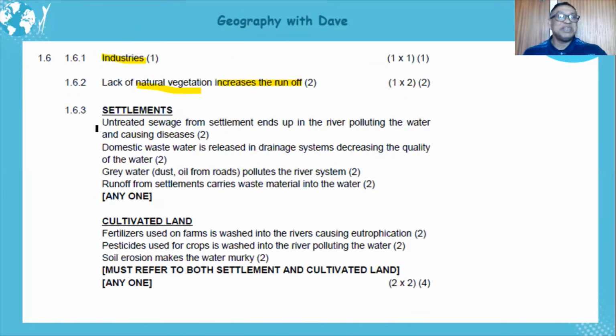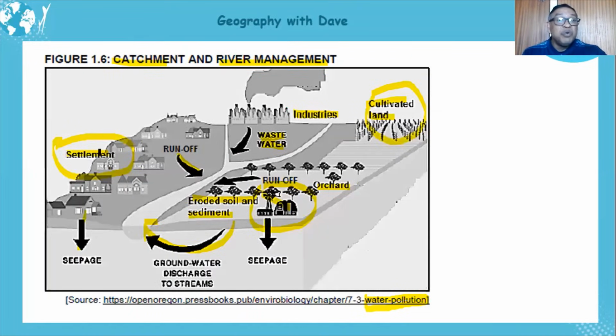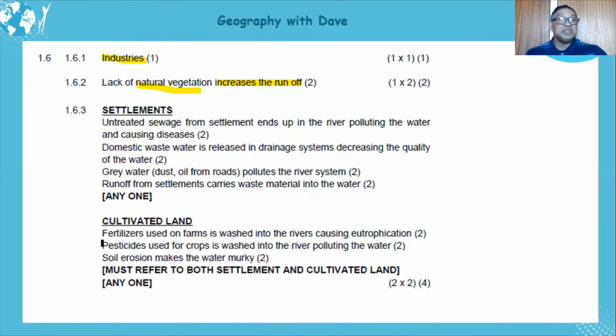Specific to settlement. Now, these may not be shown here, but you know what's associated with a settlement. You've learned that all. If there was clearly written sewage, etc., then you will write exactly what's there. Here, nothing is written there. It just says settlement and it shows seepage. So I can write all the right answers that are related to the settlement in terms of pollution, etc.